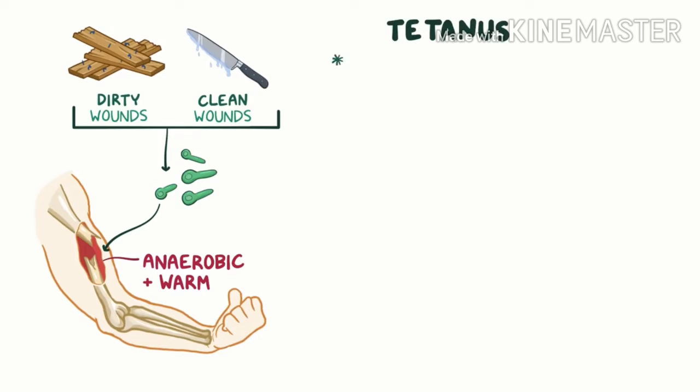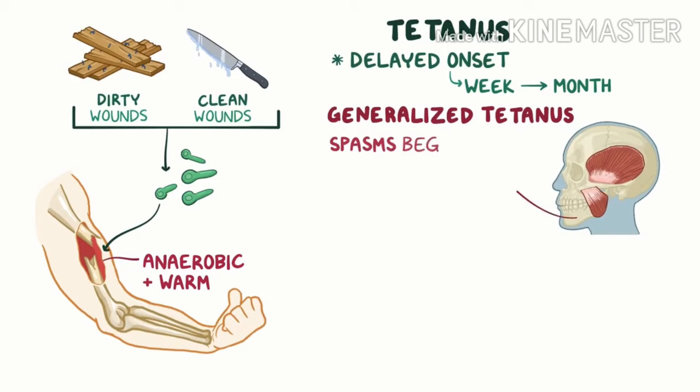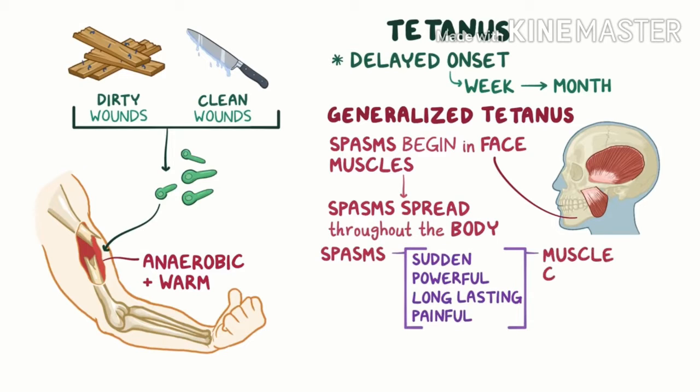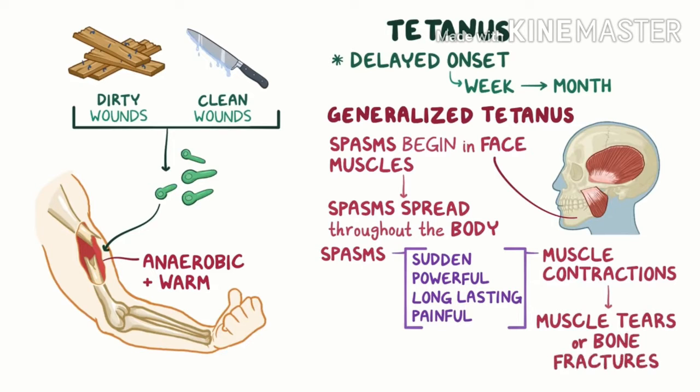Tetanus usually starts with a delayed onset, about a week to a month after the initial injury. In the most common form of tetanus, called generalized tetanus, the spasms begin in the face muscles, most notably the lower jaw, and from there the spasms spread throughout the body. The spasms are sudden, powerful, long-lasting, and very painful contractions of muscles. These contractions are so powerful that they can result in muscle tears or bone fractures.